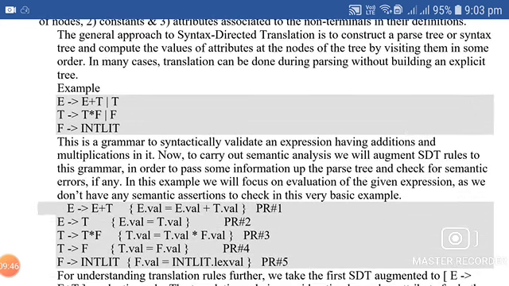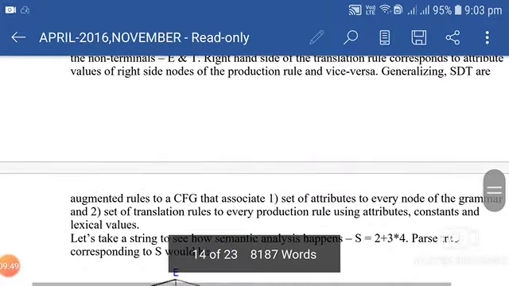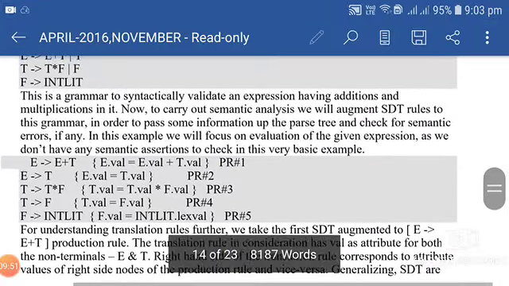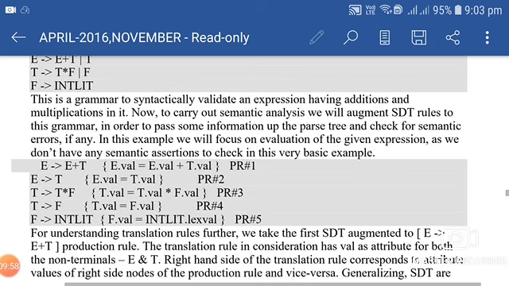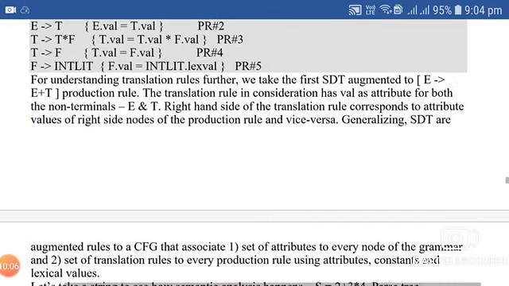This is a grammar to syntactically validate an expression having additions and multiplications in it. Now to carry out semantic analysis, we will augment SDT rules to this grammar. For understanding translation rules further, we take the first SDT augmented to E gives E plus T, which is the production rule. The translation rule considers val as the attribute for both the non-terminals E and T.